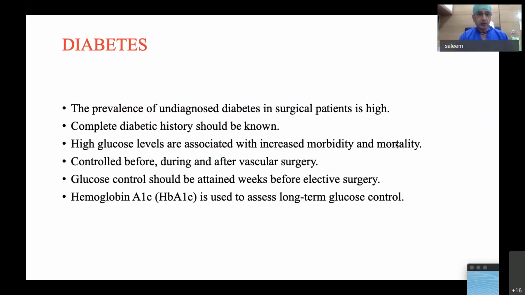Coming to diabetes, the prevalence of undiagnosed diabetes in surgical patients is high. A complete diabetic history should be known. High glucose levels are associated with increased morbidity and mortality. Glucose should be controlled before, during, and after vascular surgery. Glucose control should be attained weeks before elective surgery. HbA1c is used to assess long-term glucose control.